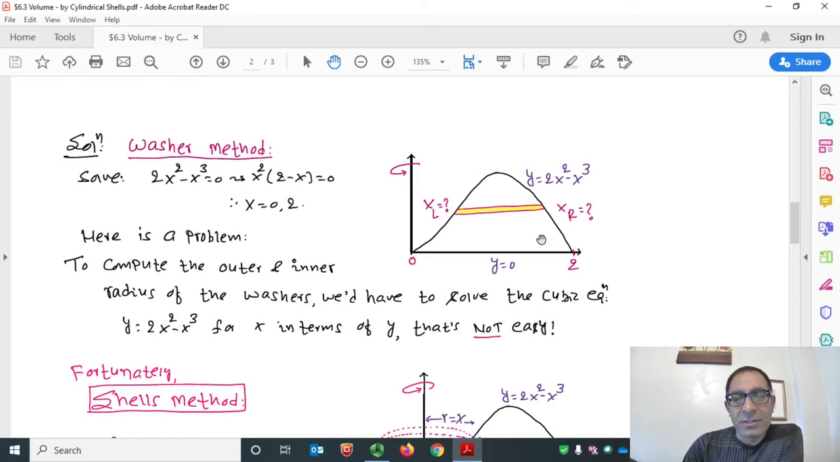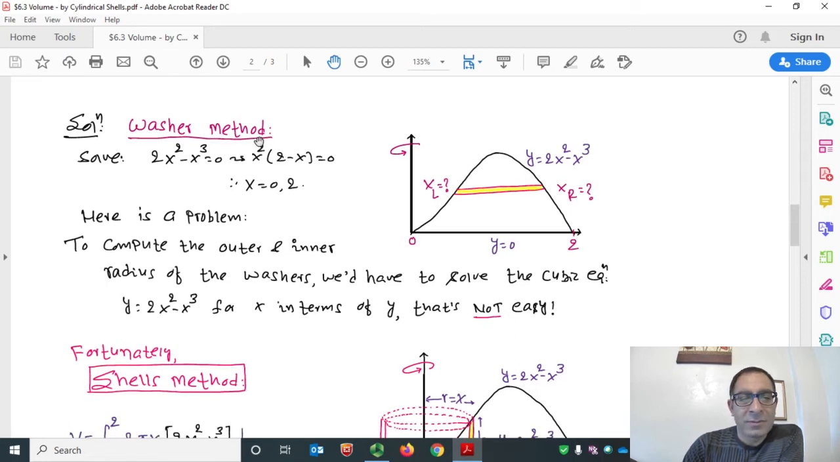So the question is, let's rotate this region around the y-axis, then this generates a solid, and let's compute the volume of that solid using the washer method and the shell method. So in the washer method, here is a problem. To compute the outer and inner radius of the washer, we'd have to solve the cubic equations for x in terms of y, that's not easy.